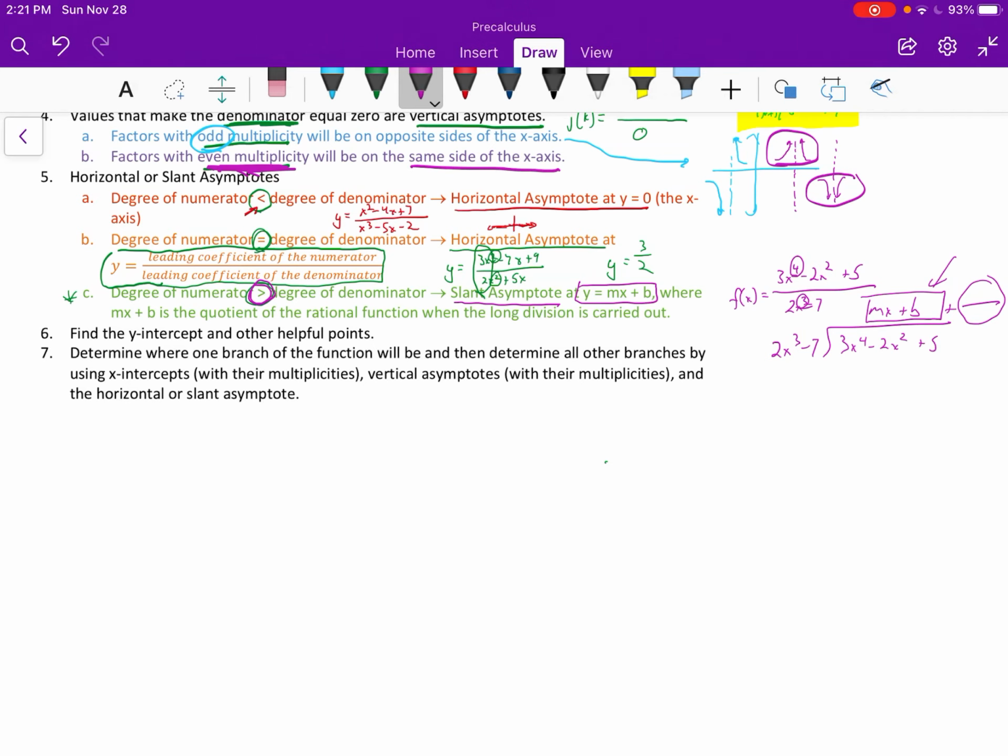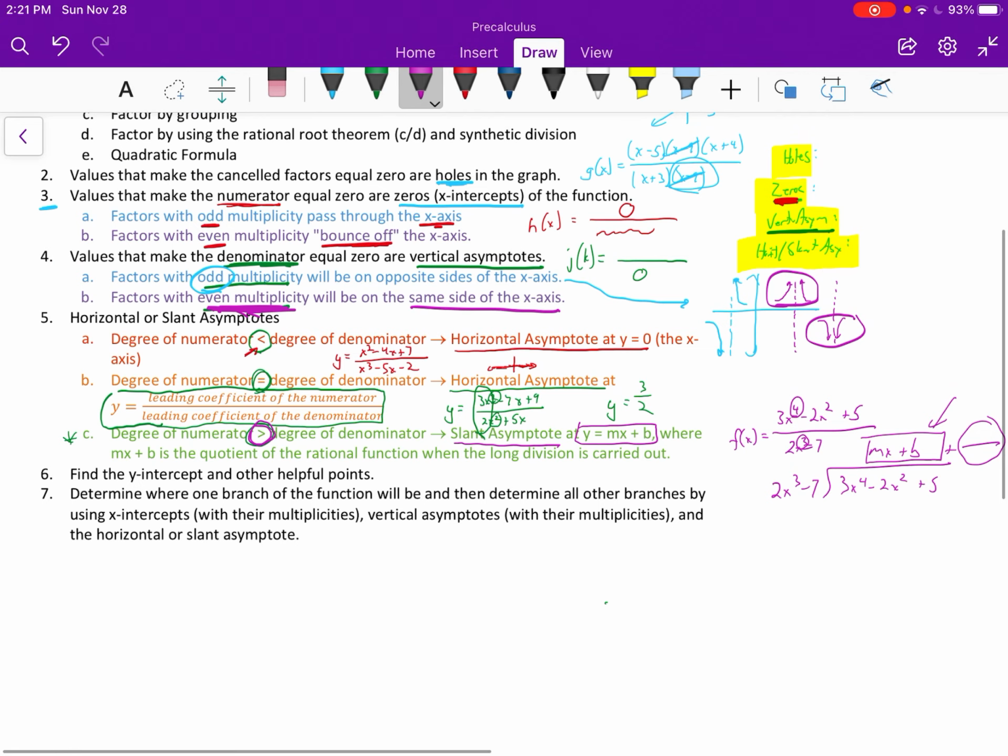Once you find the holes, the zeros, the vertical asymptote, and horizontal or slant asymptote, notice you'll never have a horizontal and slant. There will only ever be one horizontal or one slant asymptote. Once you do all those things, sometimes we can find the y-intercept. To do that, you plug in 0 for x. Maybe some other helpful points. And then step 7, we actually graph it. And we'll have to talk through this during our examples.